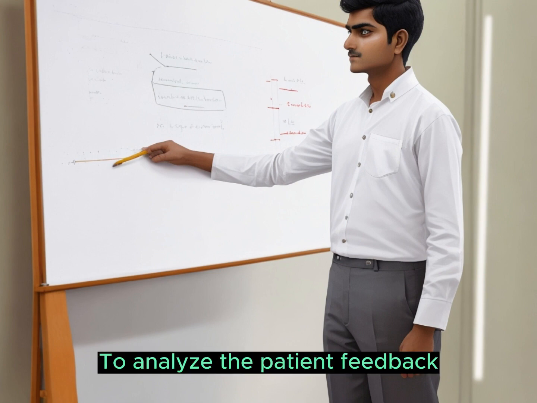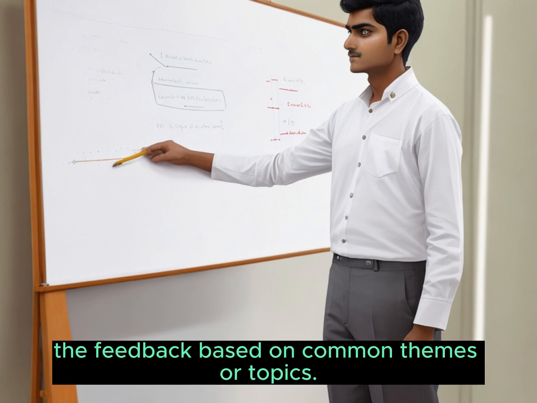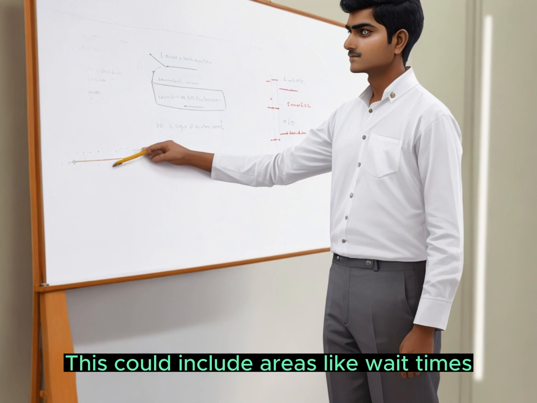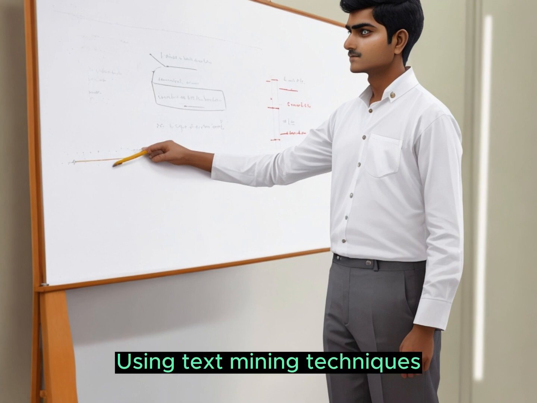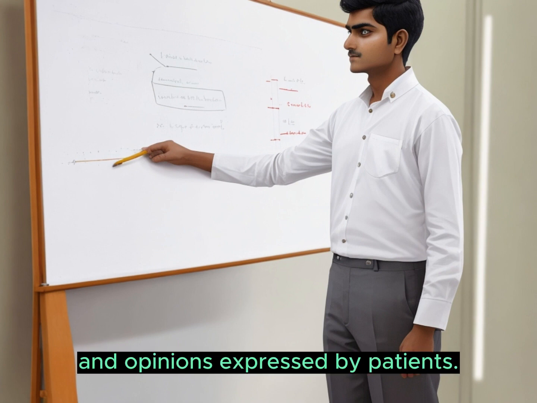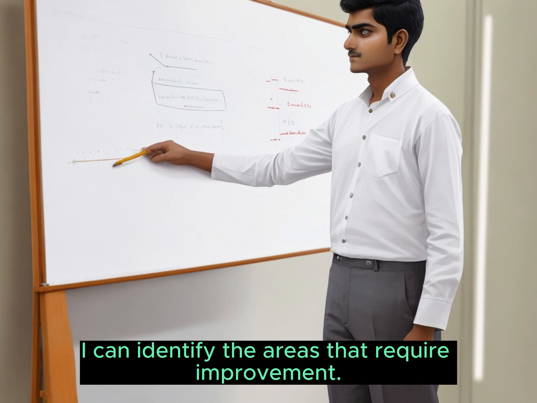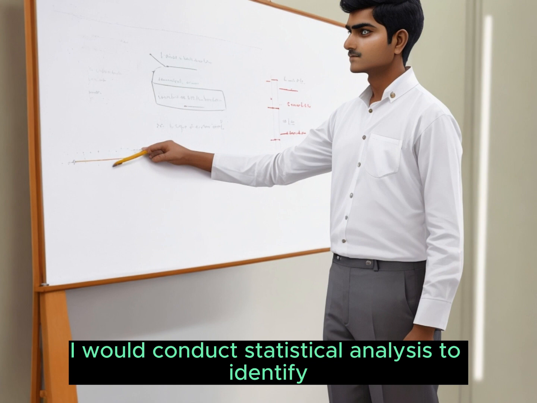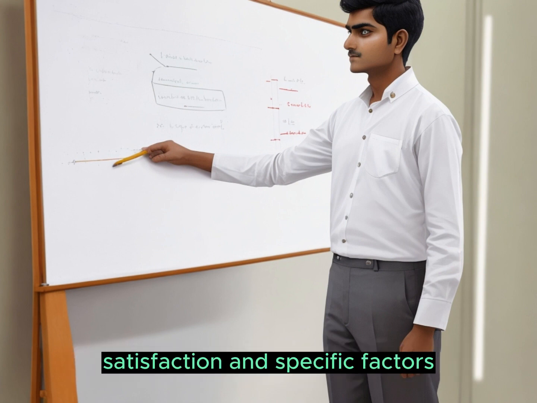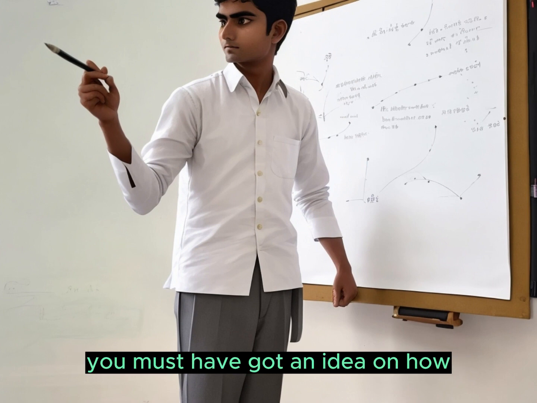To analyze the patient feedback data and provide recommendations, I would start by categorizing and organizing the feedback based on common themes or topics. This could include areas like wait times, staff behavior, cleanliness, and communication. Using text mining techniques, I would extract key sentiments and opinions expressed by patients. By analyzing the frequency and sentiment of these themes, I can identify the areas that require improvement. Additionally, I would conduct statistical analysis to identify any correlations between patient satisfaction and specific factors, allowing me to provide targeted recommendations for improvement.